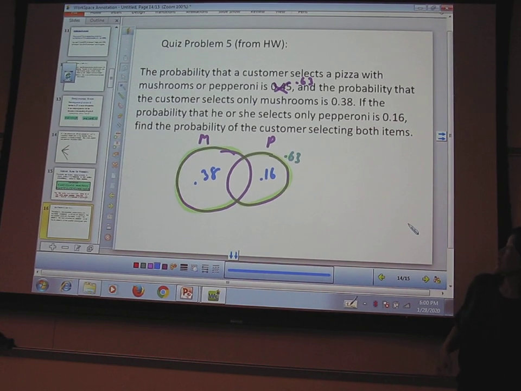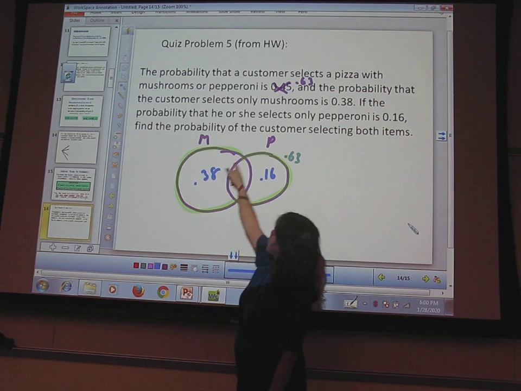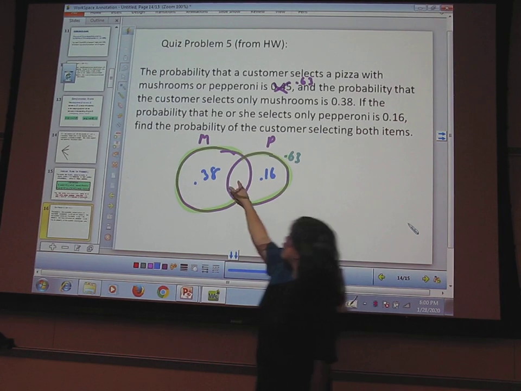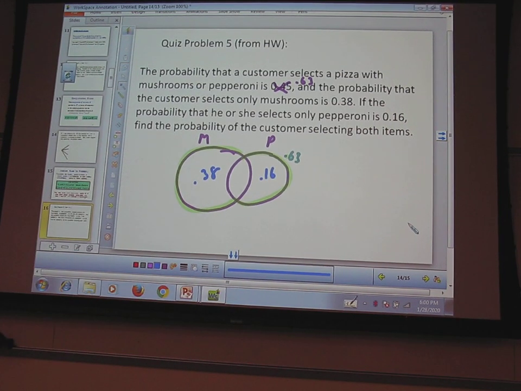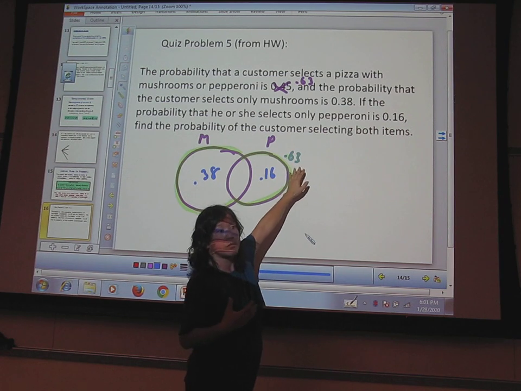I have told you that they've given you that the mushroom or pepperoni, this section here, is 0.63. So you know that if you add these three up, you get 0.63. There's a larger group that doesn't like mushrooms or pepperoni, right? That's a whole other separate group. And if you're like, I hate mushrooms, I hate pepperoni, I'm not having either one on my pizza, then you'd be the complement. You'd be in that 37% that's the rest.